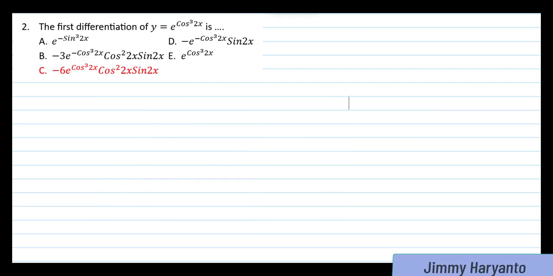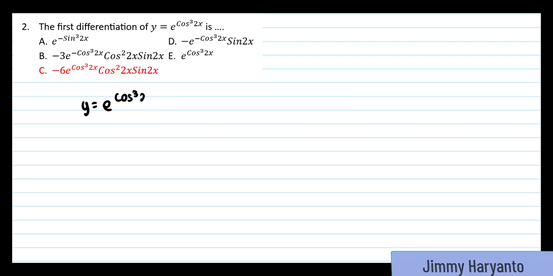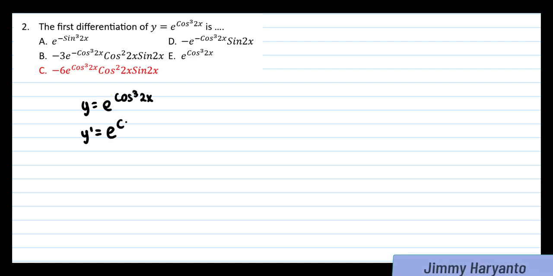Next is question number 2. For number 2, we have the function of e to the power of cos cubed 2x, yeah. You can differentiate this directly, but you have to use the chain rule. First, you have to differentiate the e because it's the farthest from the x. That means e will become the same, yeah. So e to the power of cos cubed 2x.